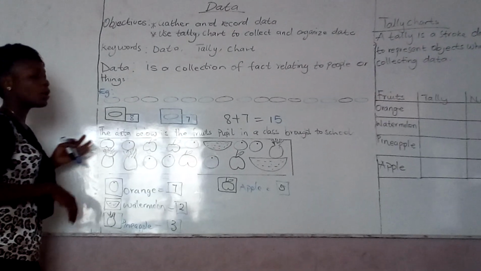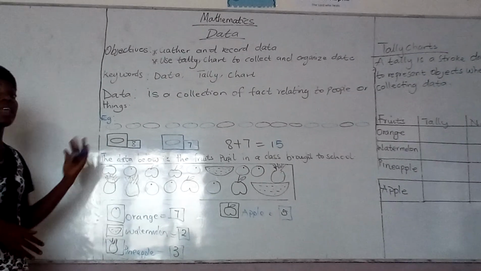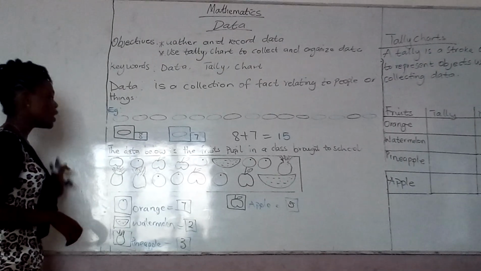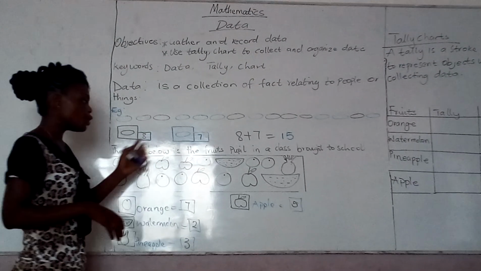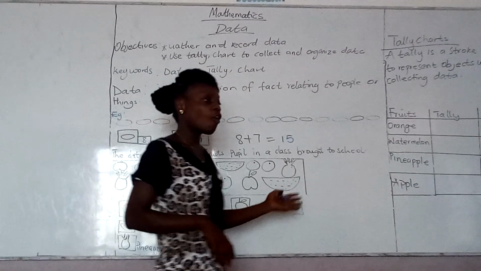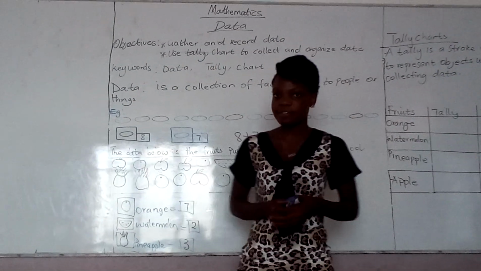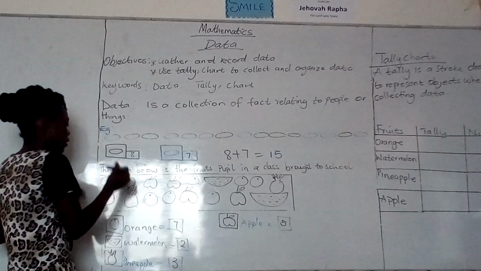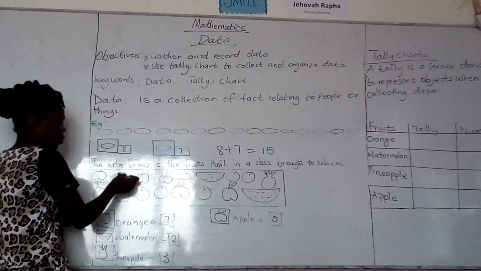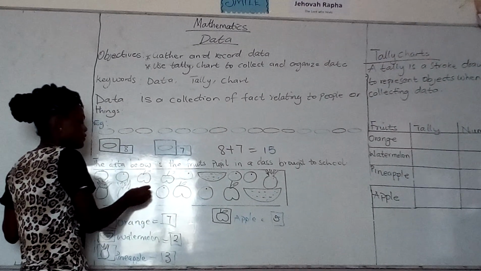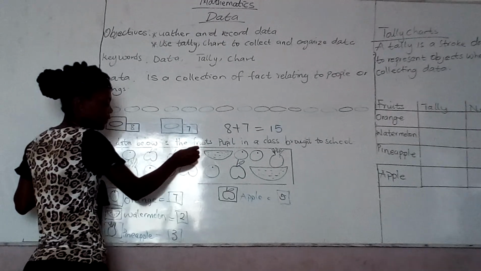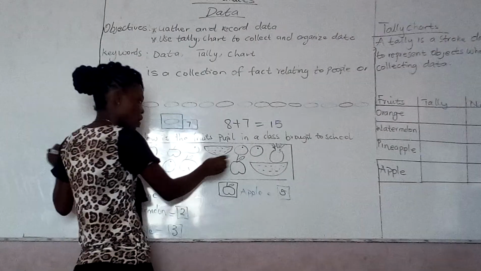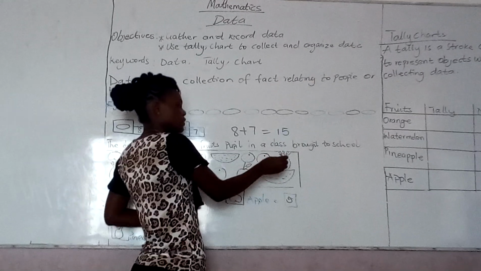So now we count all the fruits together. How many fruits were brought, or how many children are in the class? When you count all the fruits together, you'll be able to get the number of people in the class. So let's count them. 1, 2, 3, 4, 5, 6, 7, 8, 9, 10, 11, 12, 13, 14, 15, 16, 17.